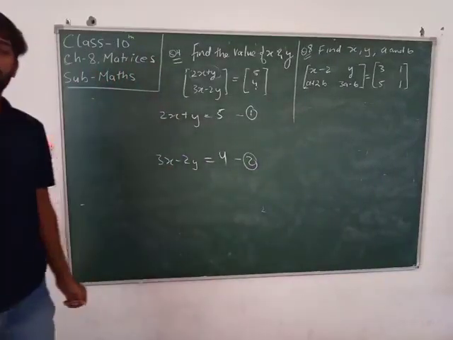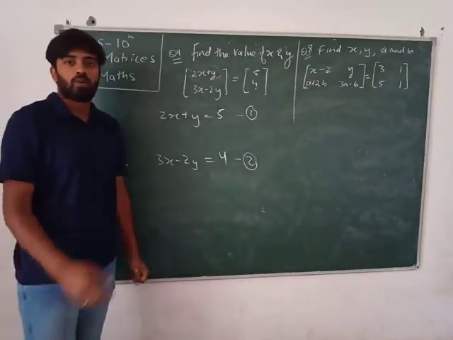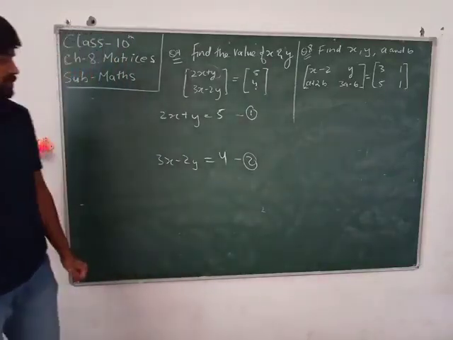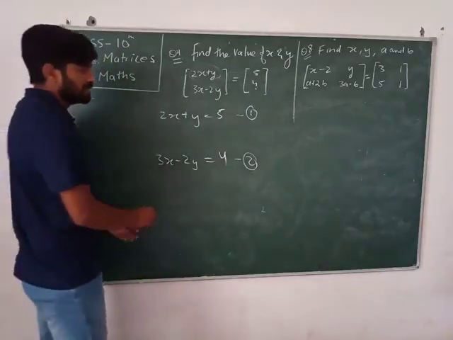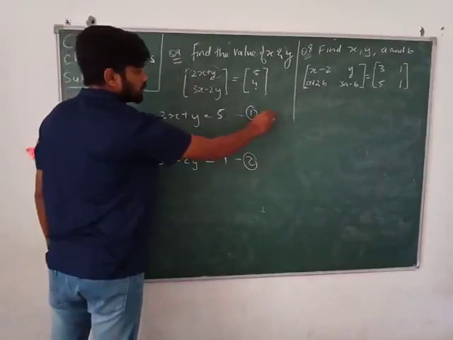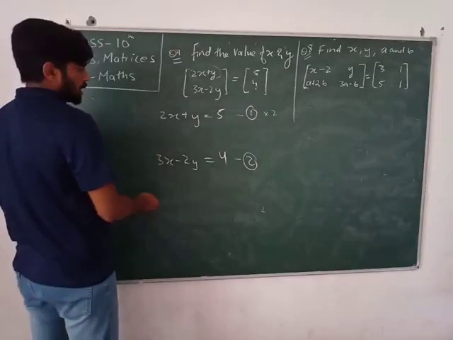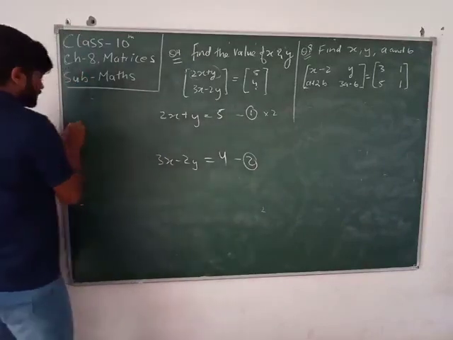Now you know so many methods of finding the value of x and y. One is the substitution method, another is the elimination method. I like the elimination method, so I will try solving it through the elimination method. I'll multiply equation 1 by 2. You can write a statement, multiplying equation 1 by 2.